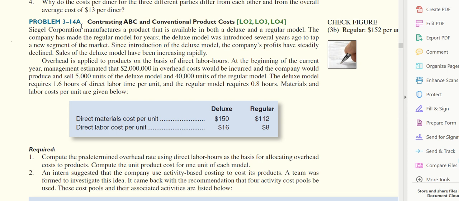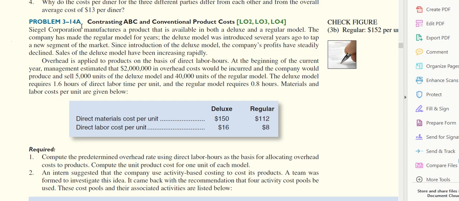So we're contrasting ABC and conventional product costs. Conventional product costs would be that one predetermined overhead rate, while ABC will have multiple cost pools, multiple activity rates. The company is seeing a decline in profits because of the introduction of the deluxe model. Maybe their costs are skewed if they're using a traditional, conventional costing system where there's one predetermined overhead rate. Maybe they need more accurate costs by using activity-based costing.